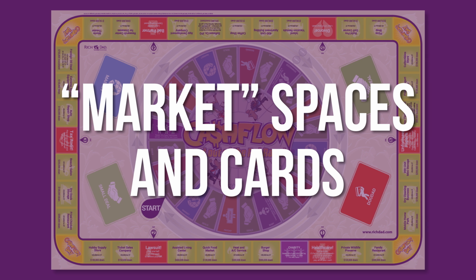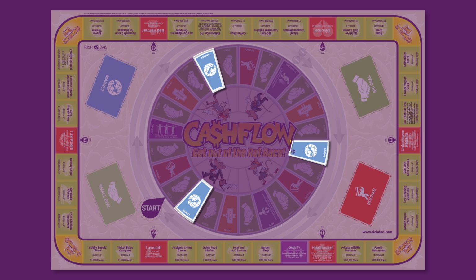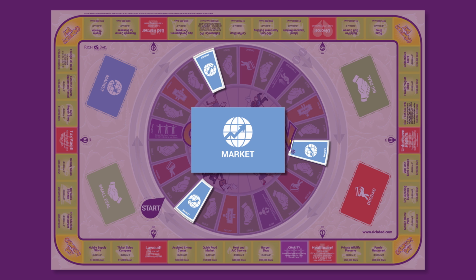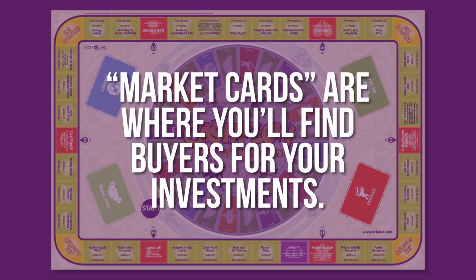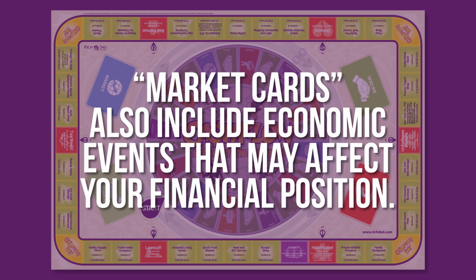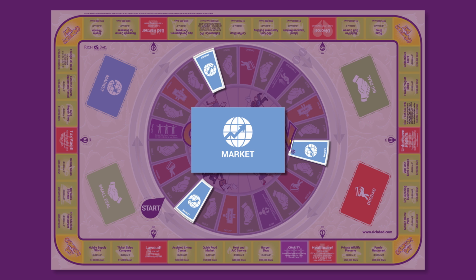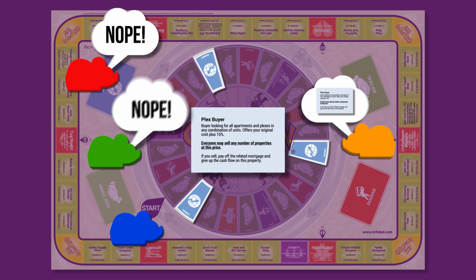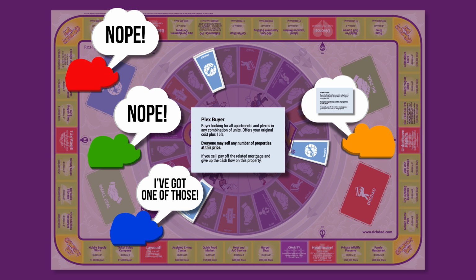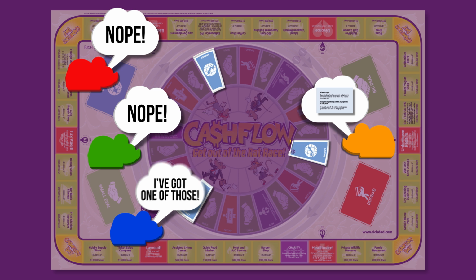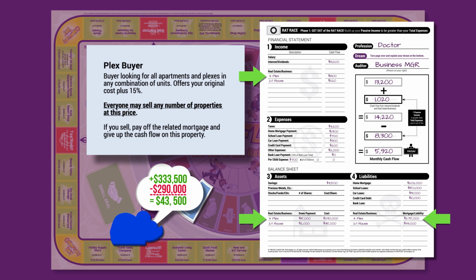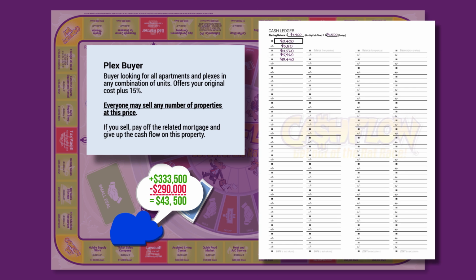Market, spaces, and cards. If you land on a market space, you can draw a market card. Market cards are where you'll find buyers for your investments. Market cards also include economic events that may affect your financial position. When you land on a market space, draw a market card. Read the card aloud. Everyone who has the exact asset mentioned on the card may sell at that specified price. If you sell, remember to adjust your financial statement accordingly. When you sell, add this cash to your cash ledger.